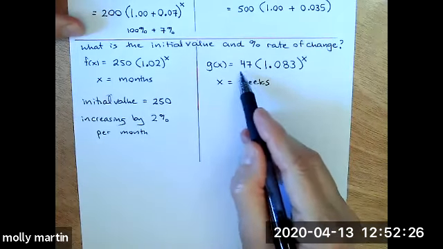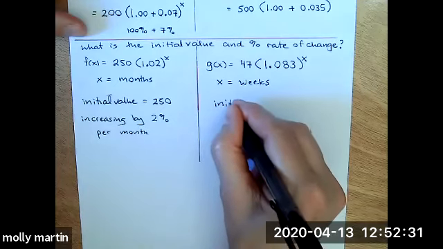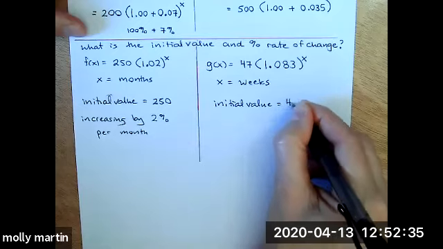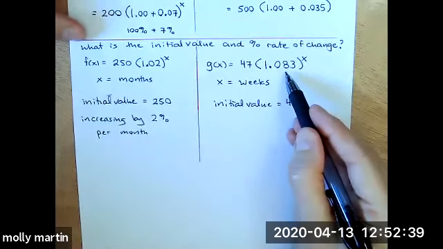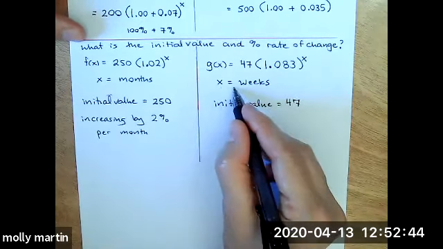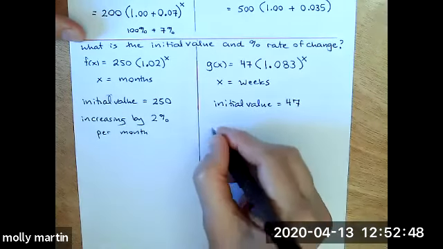The initial value of this function is 47. And it is increasing by 8.3%. And because x is the number of weeks, that's per week.